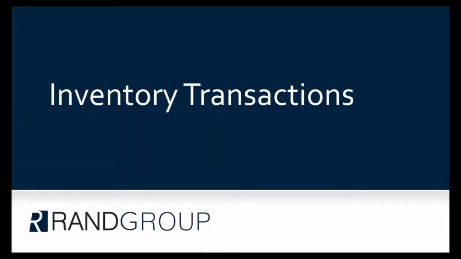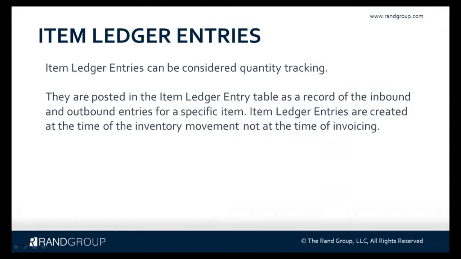When items are bought, NAV makes 2 types of entries, item ledger entries and value entries. Item ledger entries can be considered quantity tracking. They are posted in the item ledger entry as a record of the inbound and outbound entries for a specific item. Item ledger entries are created at the time of inventory movement, not at the time of invoicing. For example, an item ledger entry is created when a purchase order is received or a sales order is shipped. There is no item ledger entry created when either document is invoiced. What is created when a document is invoiced is value entries.